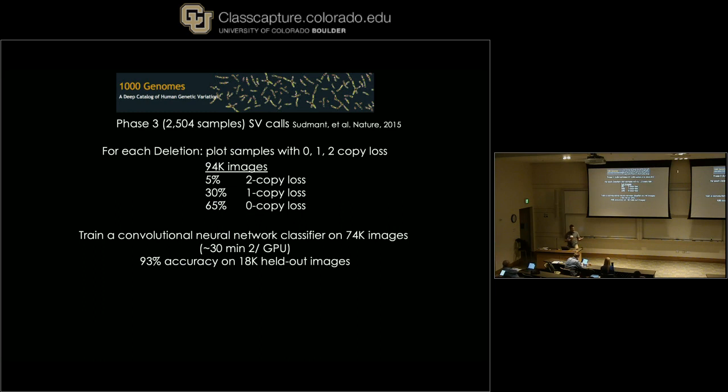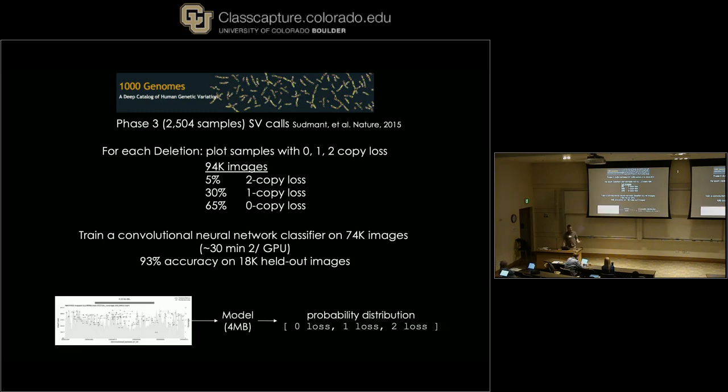We took those 94,000 images and split them into 2 sets, 74,000 to train on and 18,000 to test on. Training with a GPU only took about half an hour. And we trained up to 93% confidence on those held out 18,000 images. So I always ask with machine learning, what now, right? I've got 93% accuracy. That helps nobody, right? Well, what we did is we actually saved the model, which is about 4 megabytes.